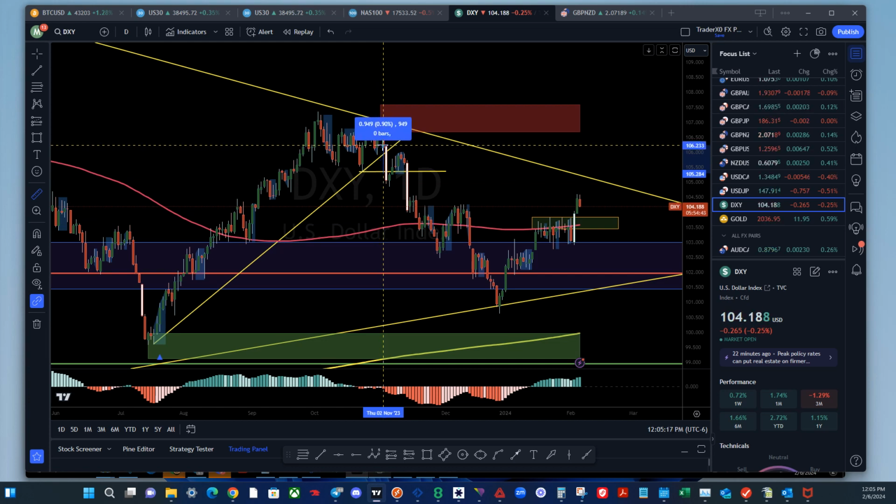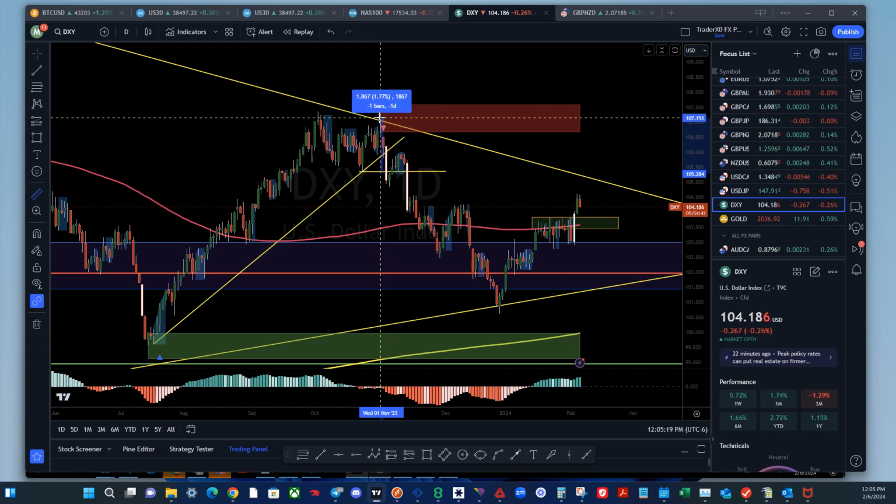Let's say 100 pips. You don't want to go that low. Go up to this, about 100 pips. Now remember your risk management. This is a long-term trade.